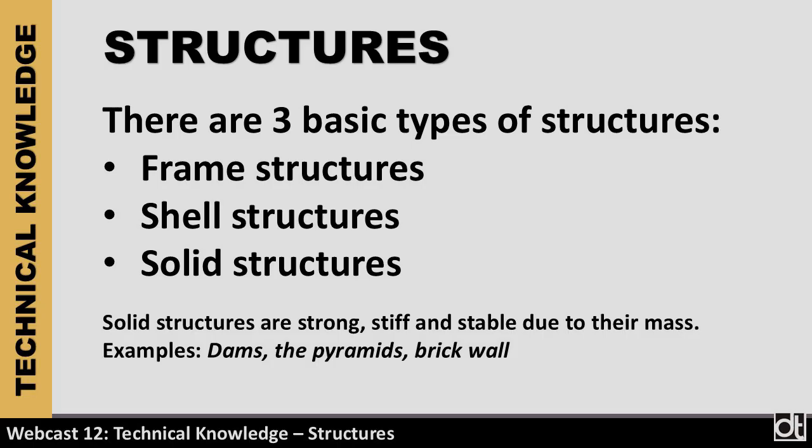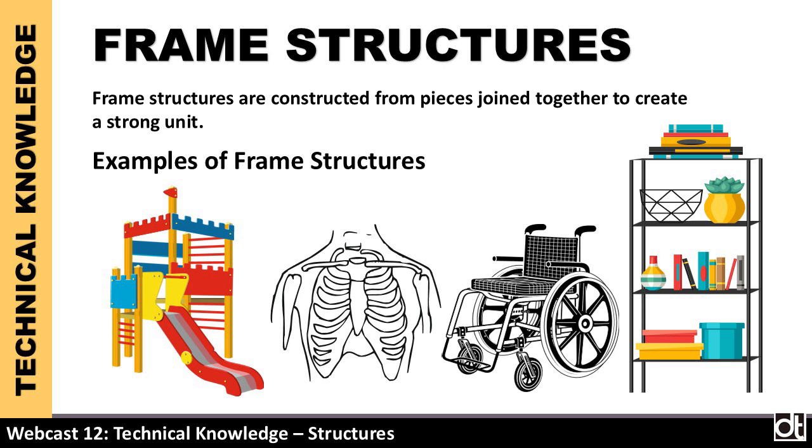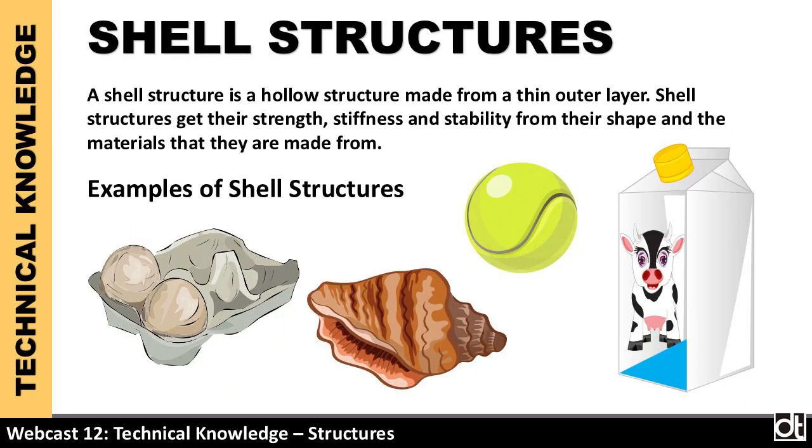The third type of structure are solid structures, and these gain their strength, stiffness and stability due to their mass. Examples of these structures include dams, the Great Pyramids and brick walls. Framework structures are constructed from pieces of materials that are joined together to create a unit. Shell structures, on the other hand, are hollow structures that are made from a thin outer layer of material. Shell structures get their strength, stiffness and stability from their shape and the materials that they are made from.